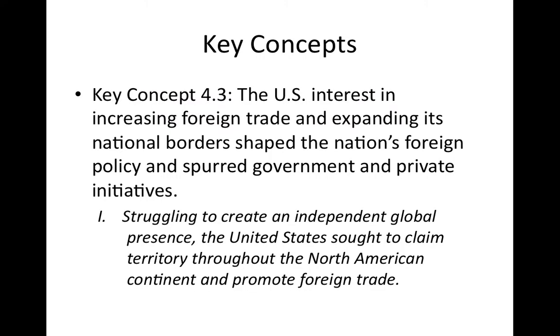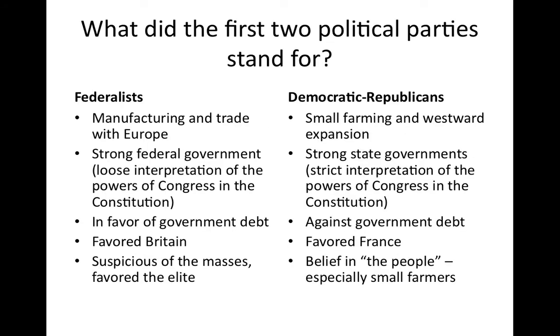Here are the key concepts. You can pause and have a look at those. Those are the APUSH key concepts that are relevant to this topic. One thing to note is that this is part of the discussion we've been having in class about the first two political parties, the Federalist Party and the Democratic Republican Party, and all the many ways that they disagreed with each other. So pause the video now and just have a look at this list so you can remember the basics about the two parties.